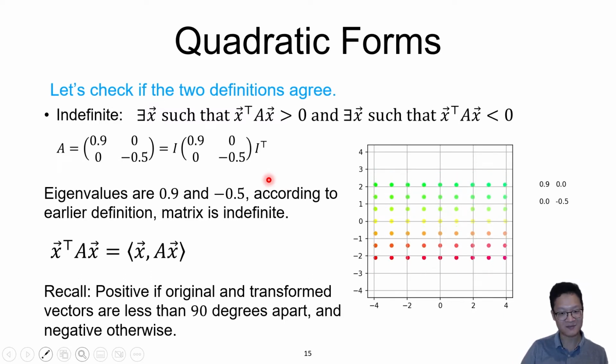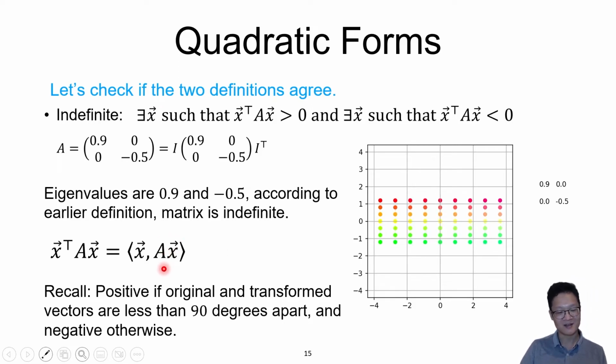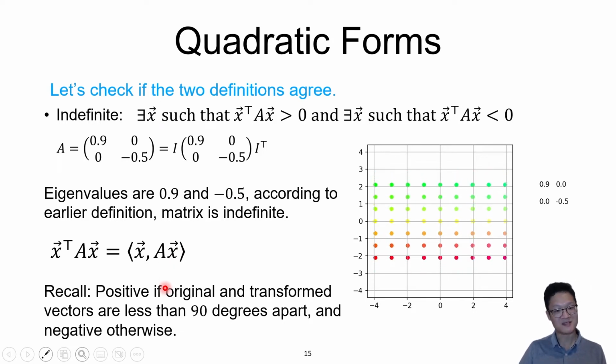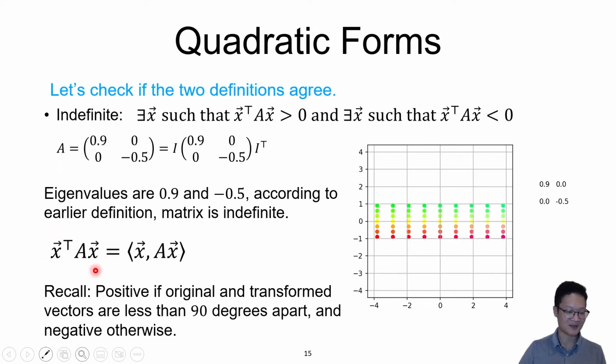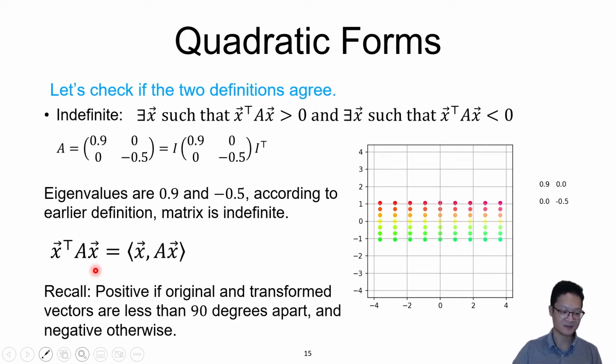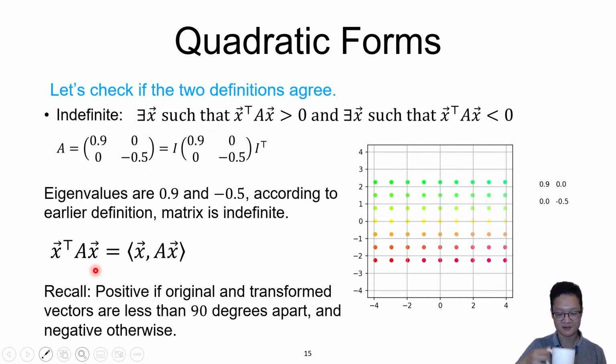So we can see that some vectors will end up pointing opposite or very far from the original vector. Whereas sometimes, depending on what you plug in, the vector might be pointing in the same direction, but just a bit shorter. So this means that the result of this quadratic form is sometimes positive and sometimes negative. That means that, again, the matrix A is indefinite. So basically, the two definitions agree.